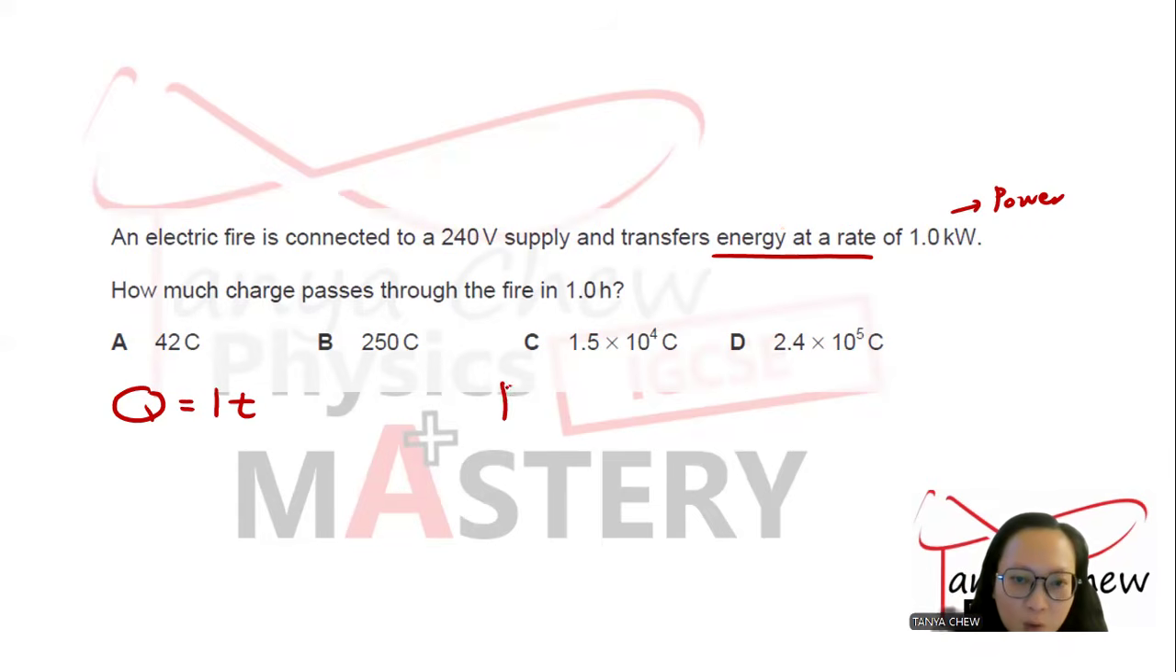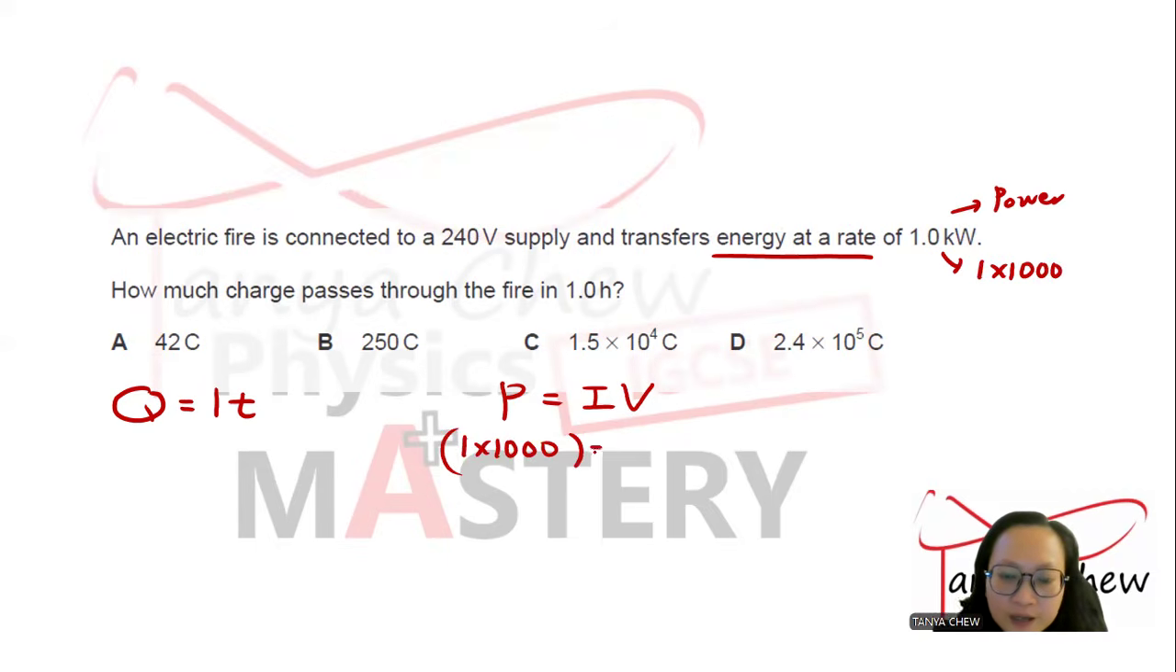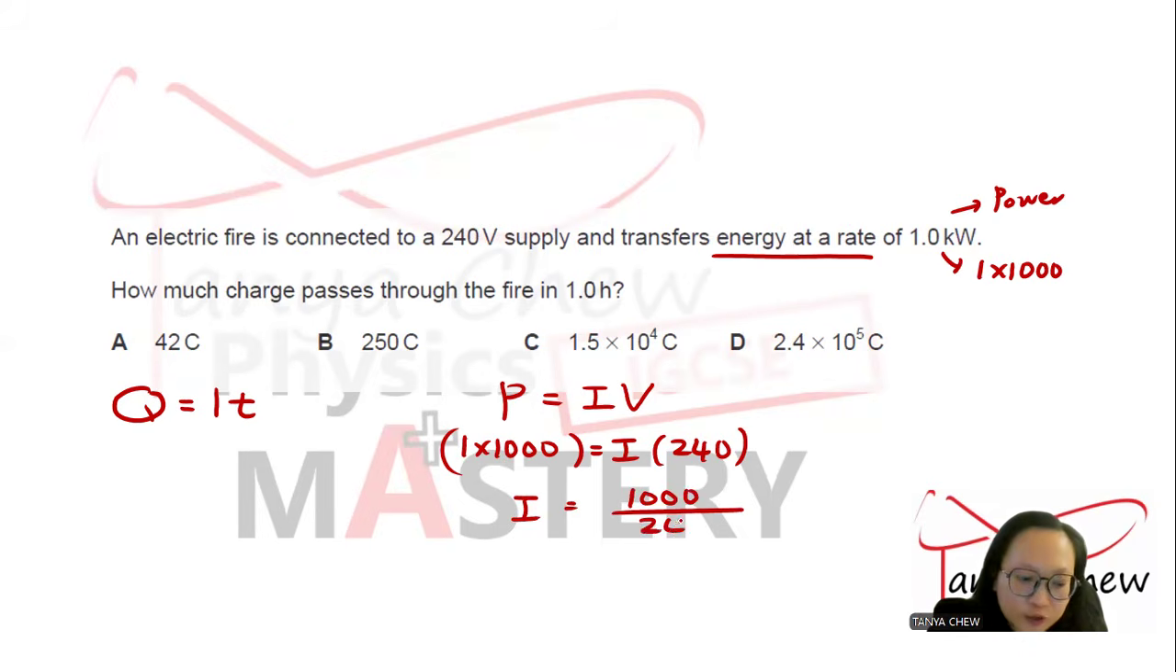I don't have the current, so I need to find the value of the current first. Energy, okay, this is power. Power is equal to IV. Power is 1 kilowatt. Power, remember I told you it has to be in watt. So kilowatt, you change to watt times 1,000. So 1 times 1,000. Current, I need to find. Potential difference is given in volt, so just put volt. I is equal to 1,000 divided by 240. So you will get 4.17 ampere.